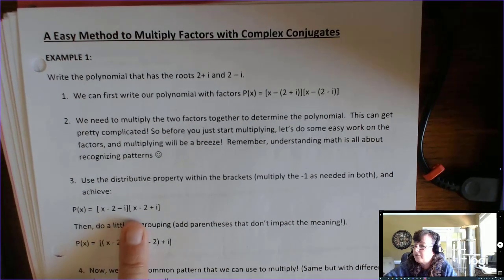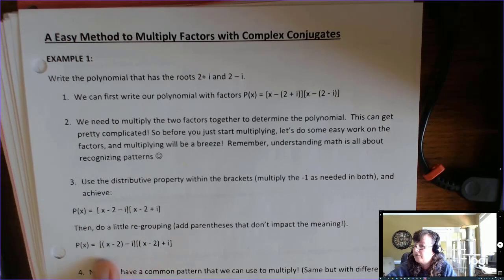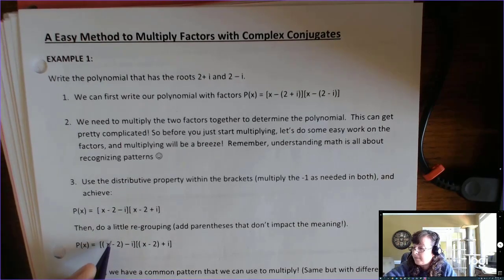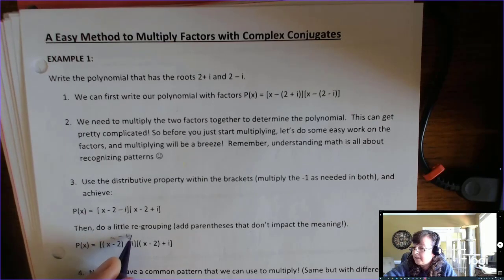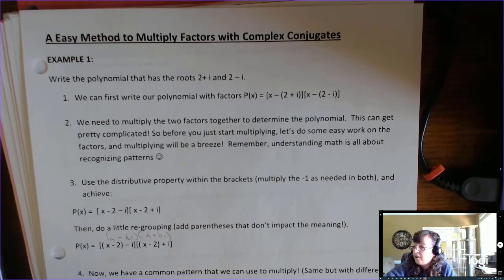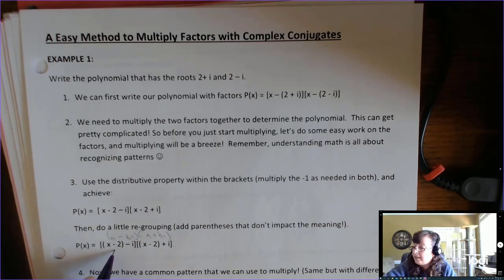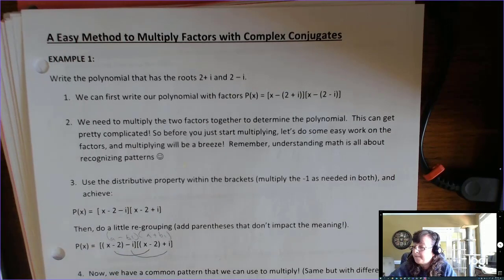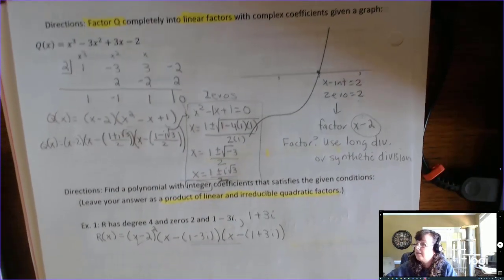So x minus 2, put parentheses around the x minus 2, and then all you have to do, since these are the same, a minus bi times a plus bi, all you have to do is multiply x minus 2 times x minus 2 and negative i times i, and then you end up getting rid of the complex number. So let's look at that.